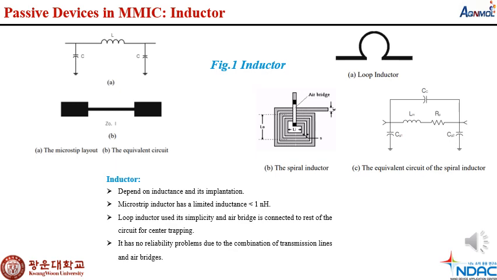In the inductor we can see there are some characteristics. Depending on these characteristics we can choose an inductor. First of all we need to remember and focus on the inductance and the implementation properties of this inductor. Another thing is that the microstrip inductor has a limited inductance, less than 1 nH, and furthermore the loop inductor is used for simplicity and air bridge is connected for the rest of the circuit for the center tapping. And finally it has no reliability problem because of the combination of transmission line and air bridges.